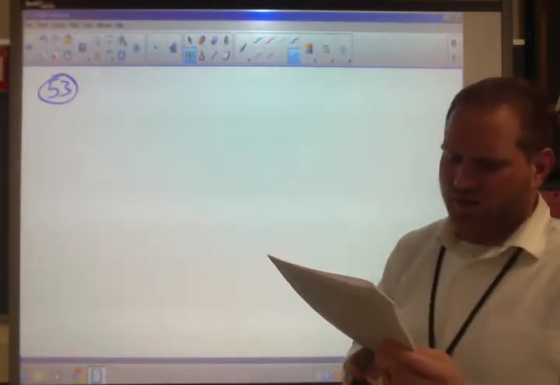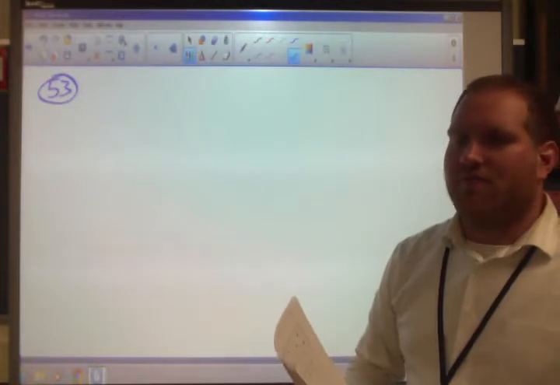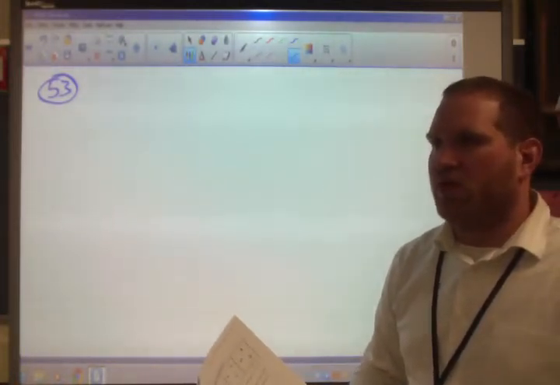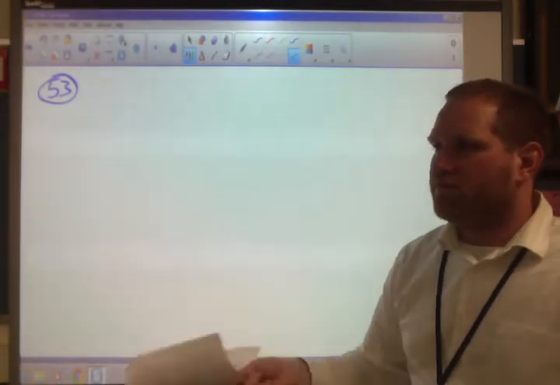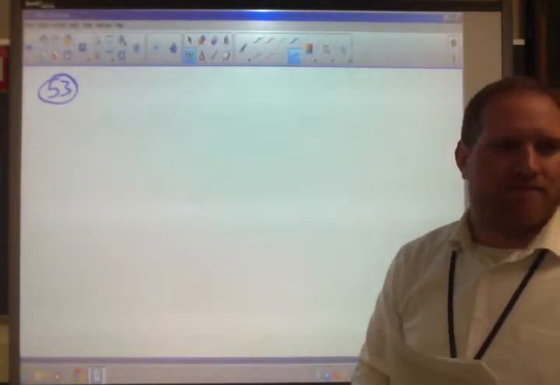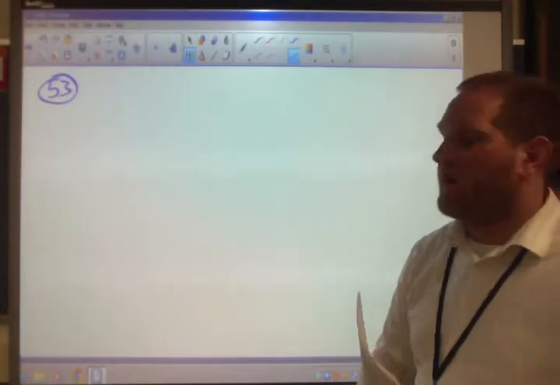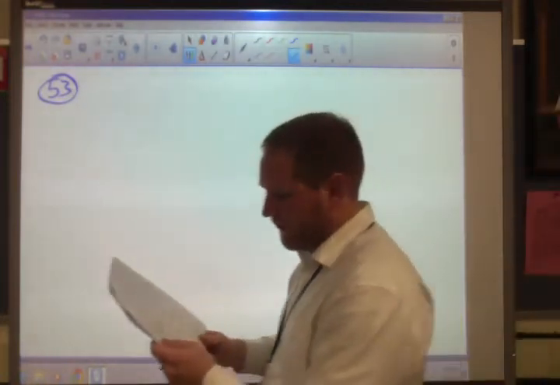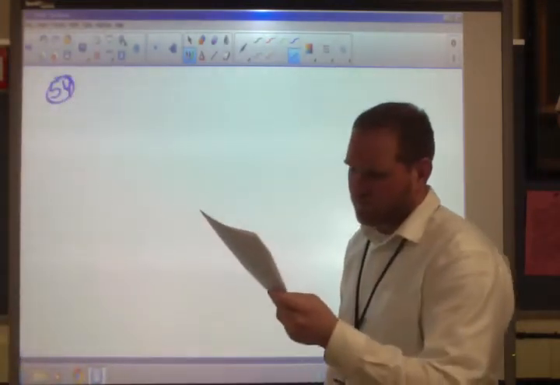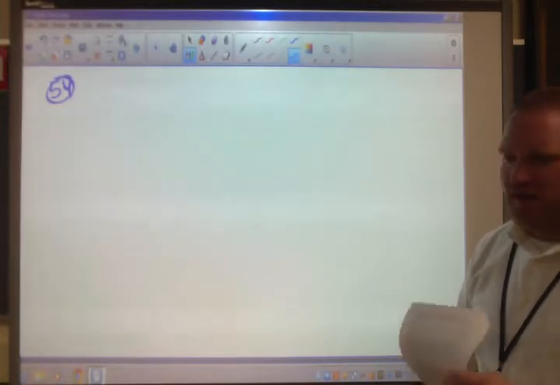53. 6 physical properties: malleability, ductility, color, magnetism, conductivity of heat, conductivity of electricity, melting point, boiling point, density, mass, volume, what else? Solubility, plenty of examples. 54. Chemical properties. Well, the ones we talked about were flammability and reactivity.